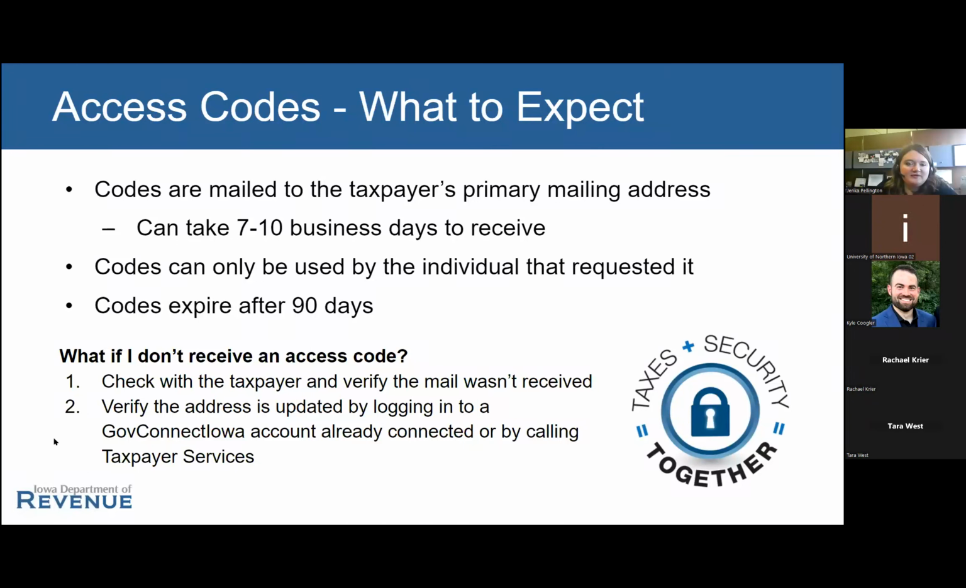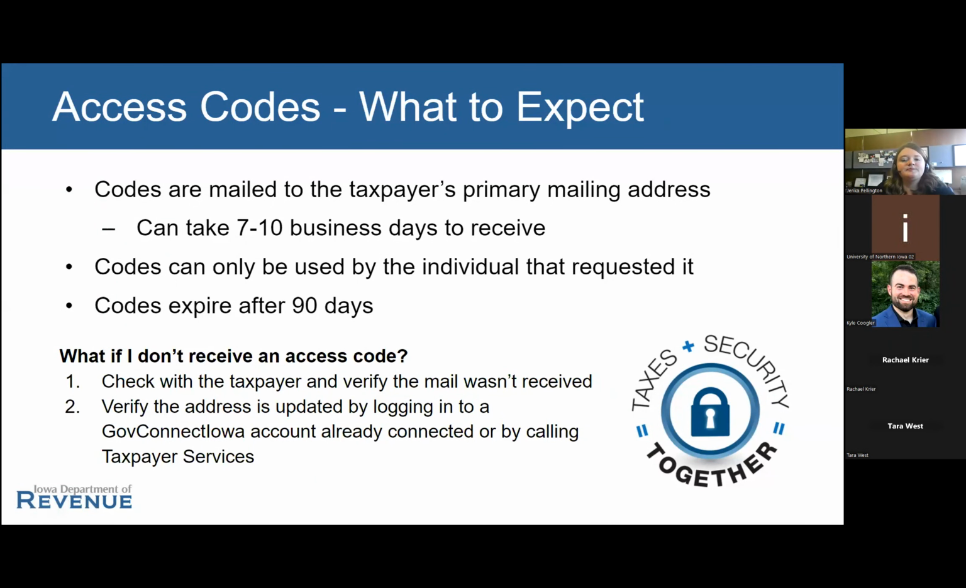So I'm just trying to present this as what you can expect. So if you're requesting access to an account, here's what you can expect next. Access codes are mailed to the taxpayer's primary mailing address. So this means that if you are a tax professional or a third party requesting access to someone else's account, you should reach out to the taxpayer and let them know to expect a letter from the Iowa Department of Revenue.